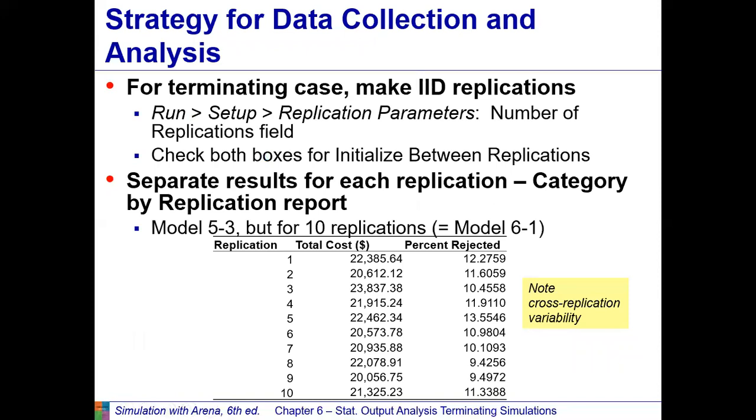Strategies for data collection and analysis. For the terminating case, we make IID replications, independent and identically distributed replications. How can we do that? We usually go to Run, Setup, Replication Parameters, and then set the number of replications to maybe 5, 6, 7, or however many times you want to replicate. And then we usually check the box for initialize between replications.